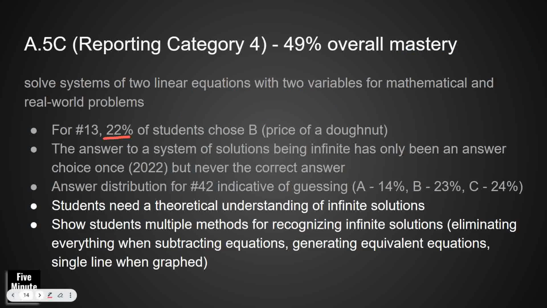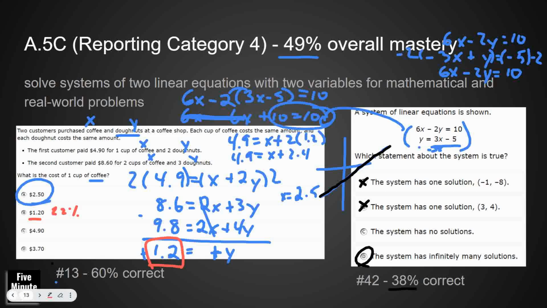So the answer to a system of solutions being infinite has only been an answer choice once in 2022. And that was not the correct answer. So this is definitely not something that we probably practice with. What happens when you have a system with no solutions? Okay, so that means they're parallel. What happens when you have a system with infinitely many solutions? Do our students know it's the same equation? It's the same line. They're on top of each other. They touch at every single point. Can they describe the difference between these two?